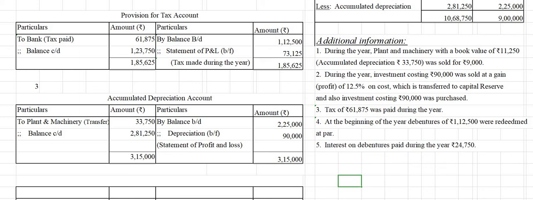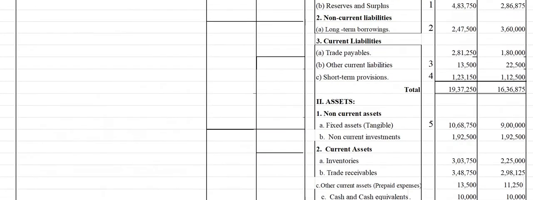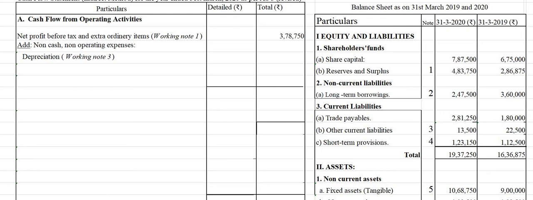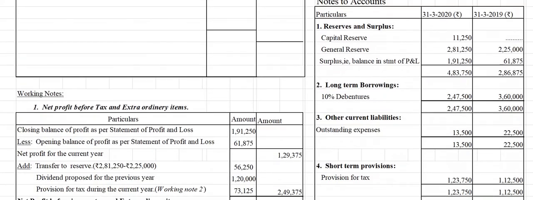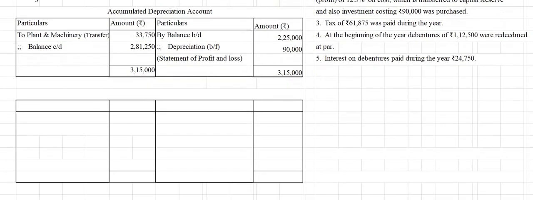understood? So this depreciation created during the year is to be taken here, for adjusting non-cash, non-operating expenses. So it's a non-cash expense, that is why it is taken. Now the depreciation account is not completed. See, the accumulated depreciation account is made, and from this account we have transferred depreciation for the machinery sold.